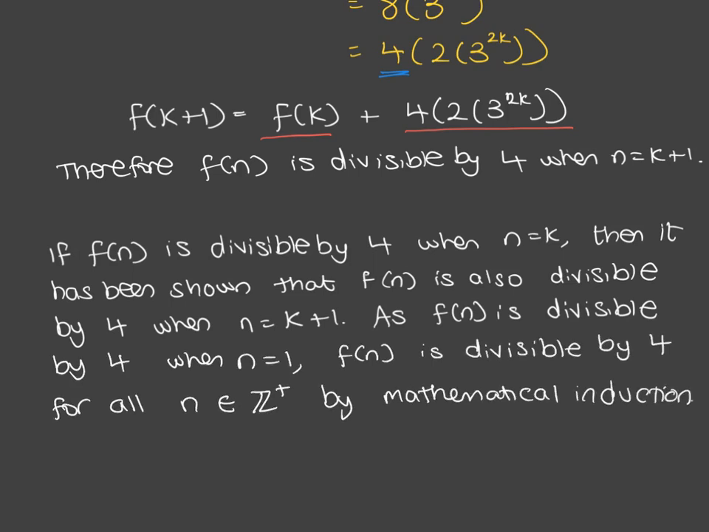So we start at 1, we show that's divisible by 4, we've shown that if it's divisible by 4, if we add 1 to that k, if k was 1, the next one will be divisible by 4, and so on.